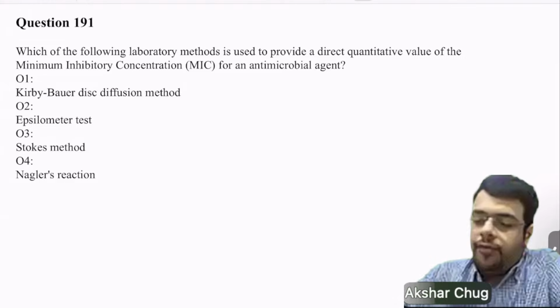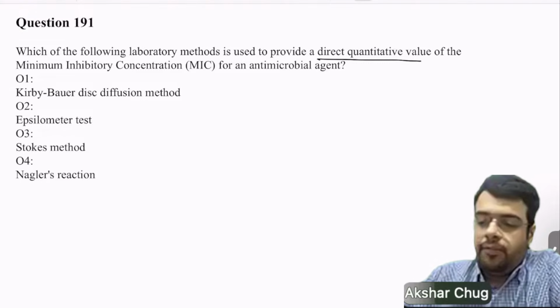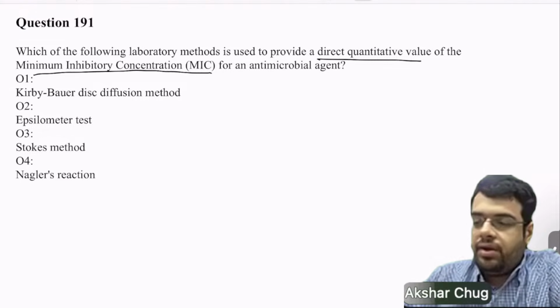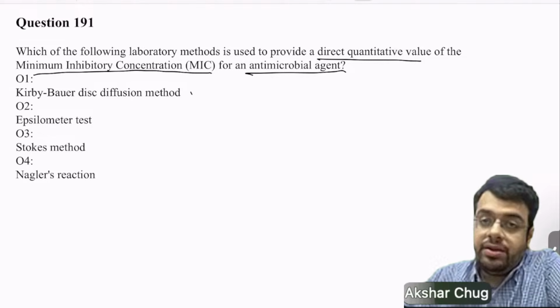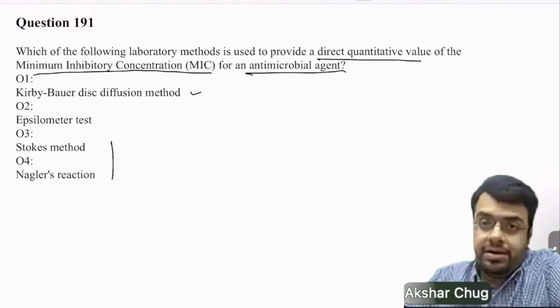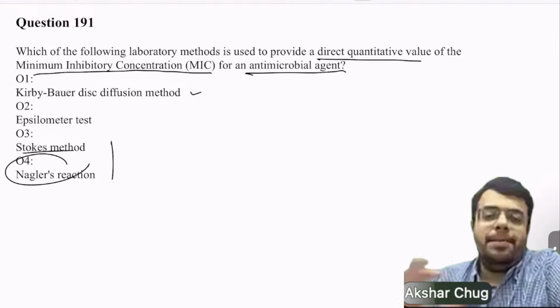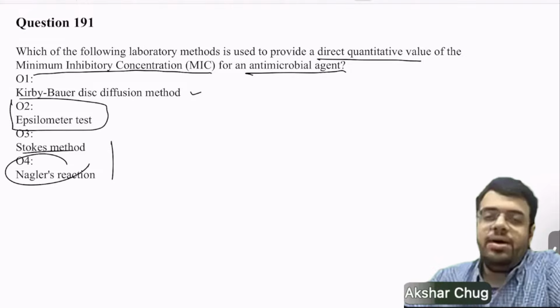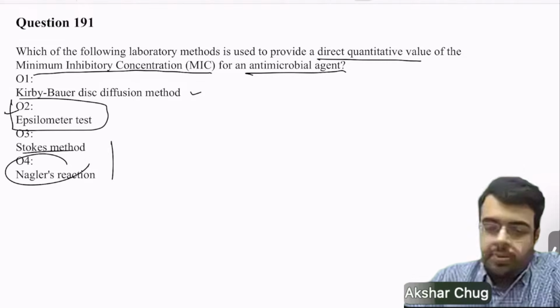Which of the following laboratory methods is used to provide a direct quantitative value of minimum inhibitory concentration for an antimicrobial agent? Kirby-Bauer is qualitative. I don't know about Stokes and Nagler's, but it doesn't matter, because the Epsilometer test (E-test) is a quantitative measure of minimum inhibitory concentration. So option 2 would be the answer.